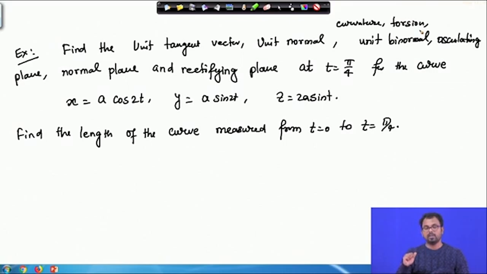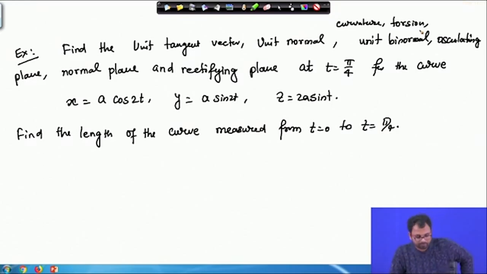And finally, we can calculate the length of the curve from t equals 0 to t equals pi by 4 by integrating the magnitude of r dot dt from 0 to pi by 4. So whatever r dot we get, we take its magnitude and integrate it with respect to t, and then substitute t equals 0 and t equals pi by 4. So that's how you'll be able to calculate all these terms, and it's a nice example to practice for yourself. So keep doing that.